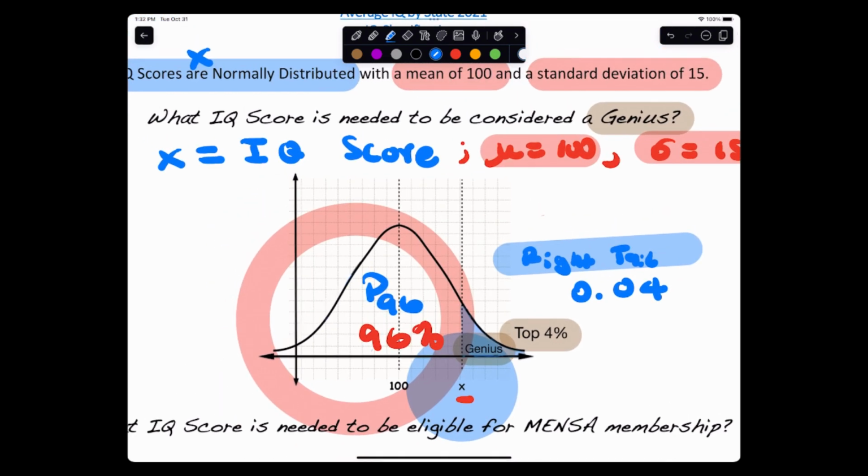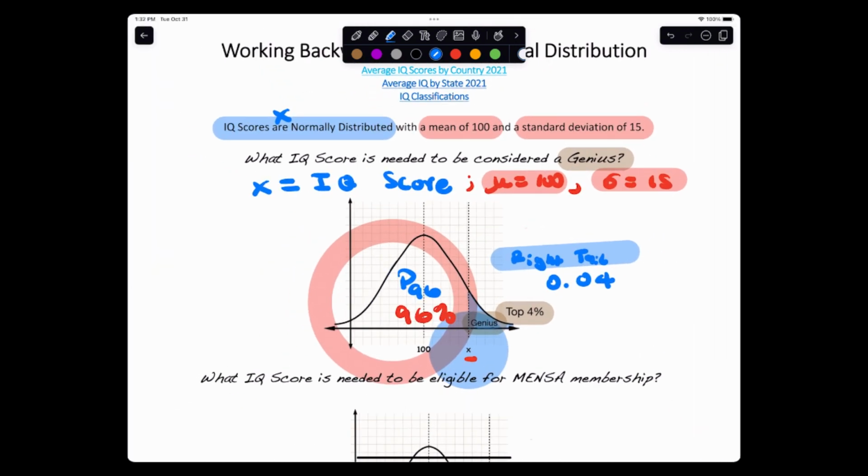What IQ score do you need to be considered a what? A genius. Do we have any geniuses in the room? Maybe. So you might say, Mr. Judge, how do we do this? You're going to use, ladies and gentlemen, the TI. Okay? So you say, what do we do by the TI here? Your TI calculator. You're going to use the function called inverse what? Norm. Inverse norm for the TI calculator.